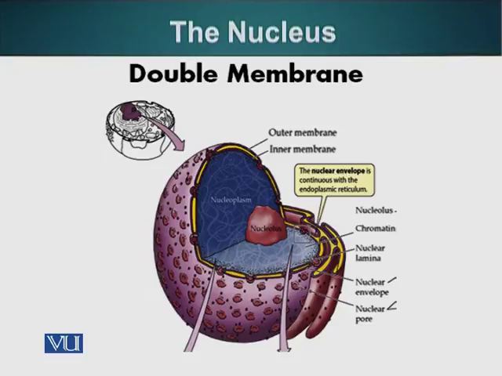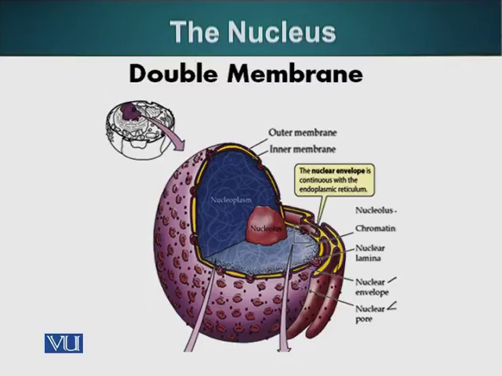Here you can see these little pores in the nucleus. The other important feature of the nuclear membrane is that the nuclear membrane is also continuous with the membranes of the cell, which we'll talk about later. Those are the endoplasmic reticulum. The nuclear membrane is continuous with these membranes.